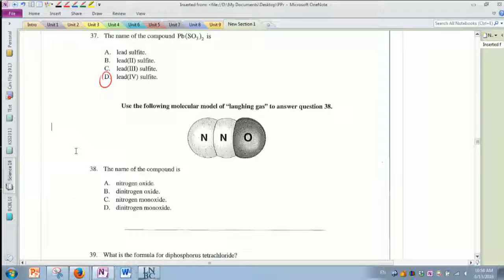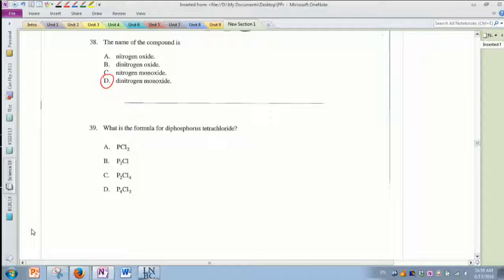The laughing gas, nitrogen oxide, we have 2 N's, 1 oxygen, so dinitrogen monoxide. Covalent naming rules question. Letter D.